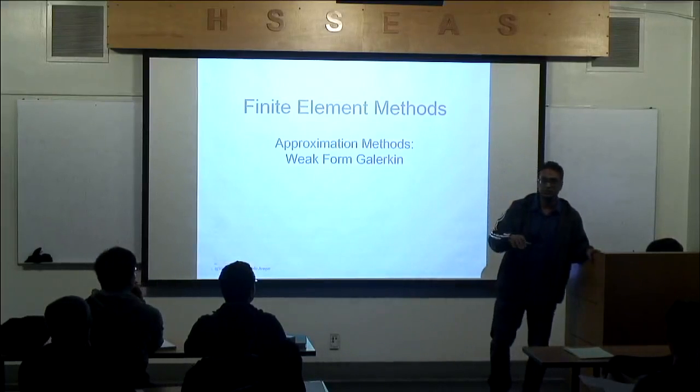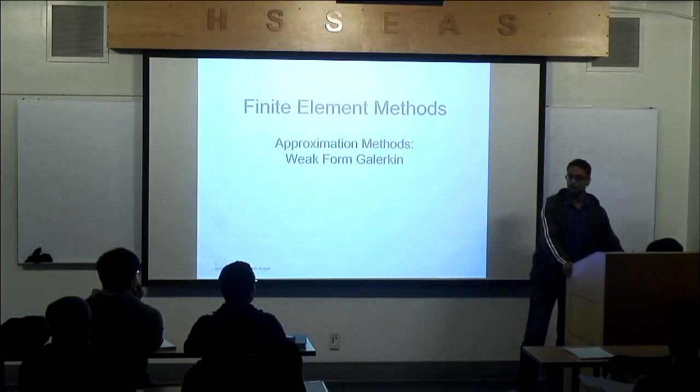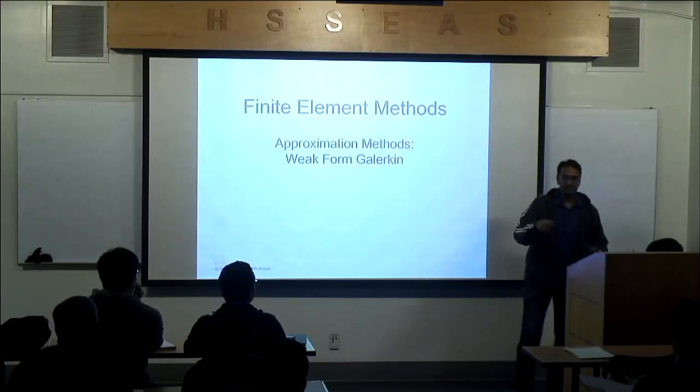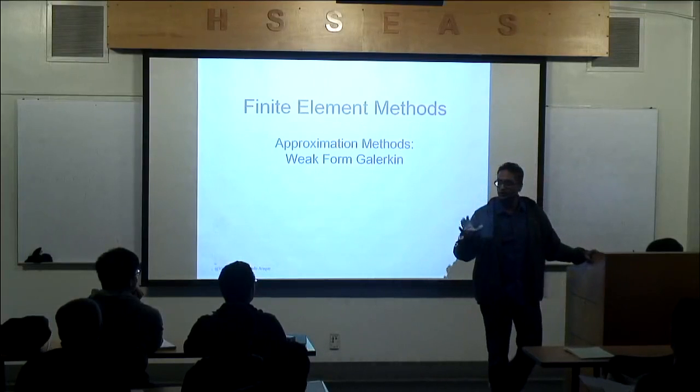Any questions? Okay. I went through 5 examples. Today I'll go through 6 examples when it comes to weak form Galerkin. Now it sounds very, very complex, weak form Galerkin, but you don't have to worry about it. It's just the name of the method.